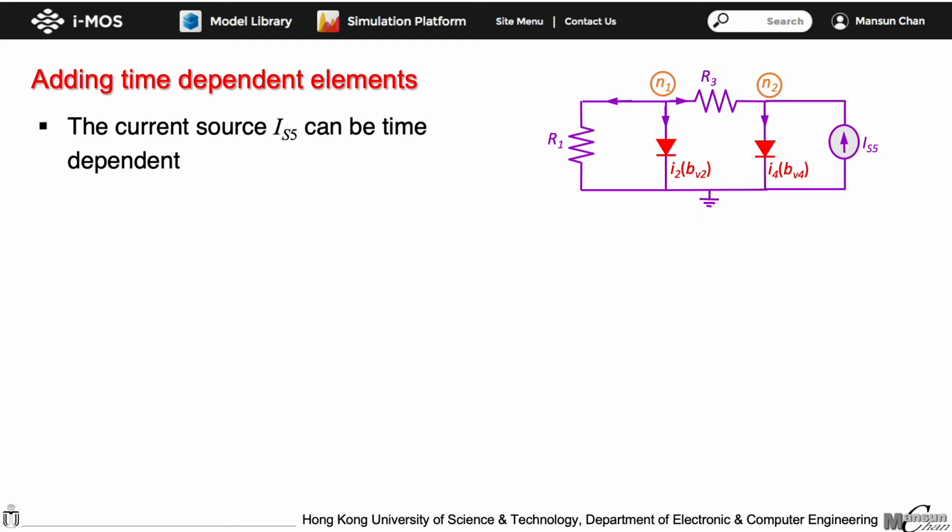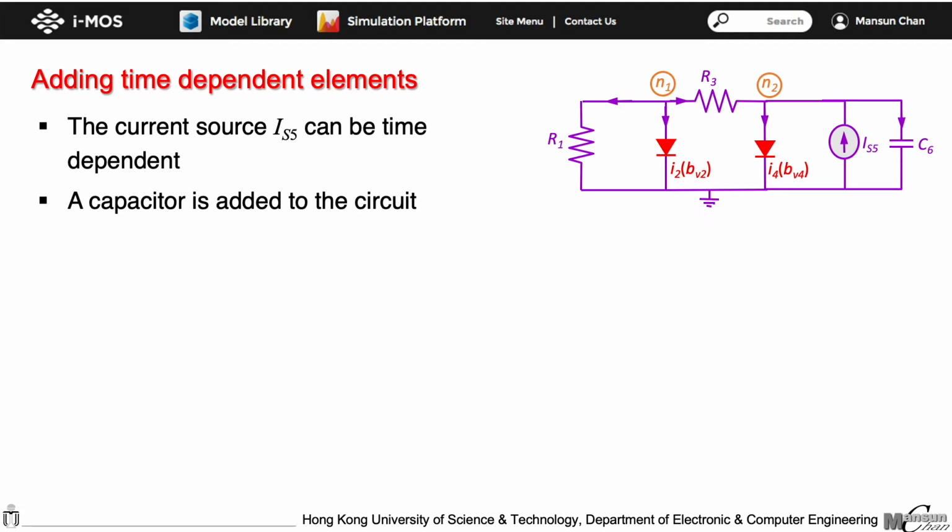Starting from the circuit we used in the previous video, the current source IS5 will now change with time. But at each time point, it can be considered as a static current source with known value. In addition, a capacitor C6 is added as a new branch element.